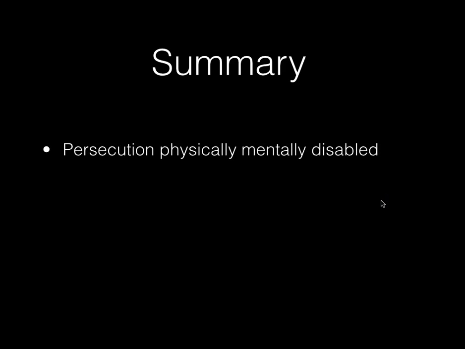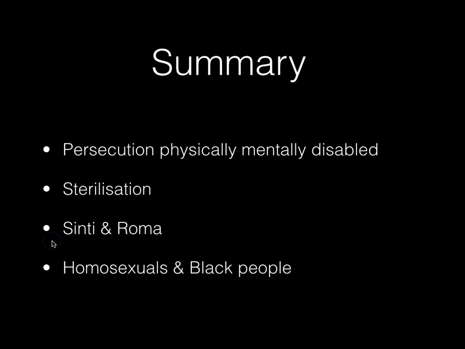So in summary, persecution of the physically and mentally disabled, they were seen as both a danger of polluting pure Aryan stock and also as costing the state. So sterilisation and euthanasia was used. The same with the Sinti and Roma, and also 250,000 were eventually murdered in 1941. Homosexuals and black people, for various reasons. Homosexuals again seen as weak and not contributing to the German stock. Black people as inferior and close to Jews.